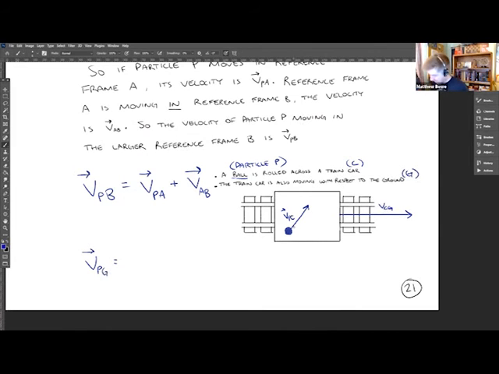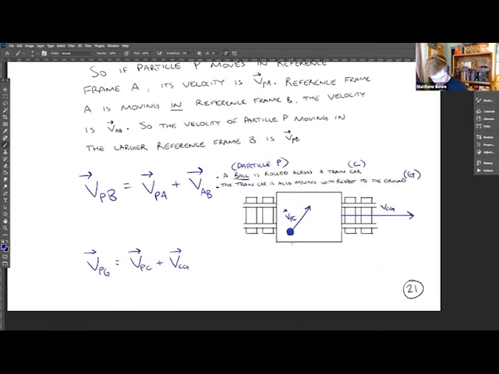And that's just adding these two vectors. This is in this reference frame, the ball is in the train car reference frame, and the train car is moving with respect to the ground, G. What does this look like graphically with just adding the vectors?